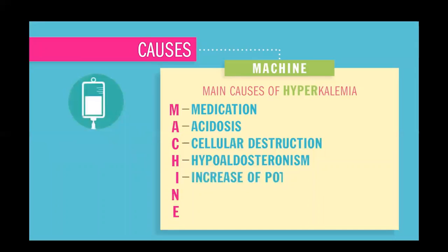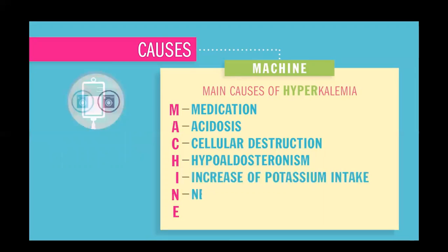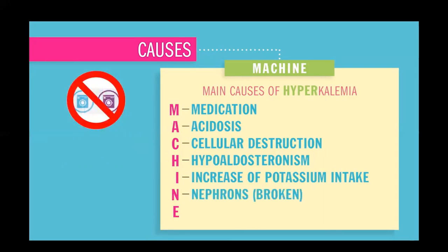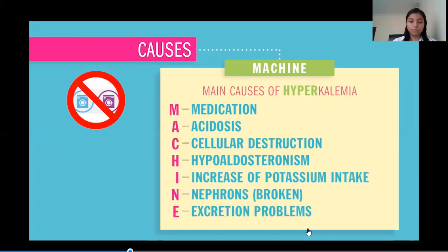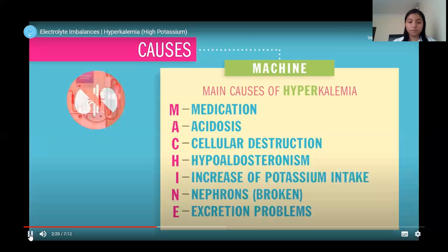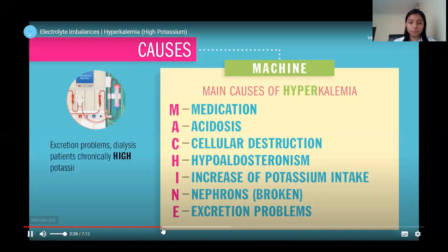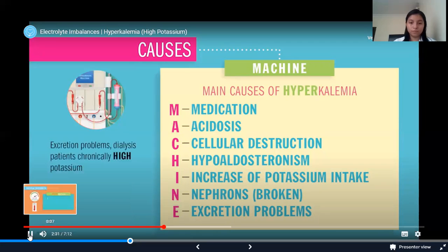Increase of potassium intake, usually from IV solutions or medications, not really caused by diet unless the patient is renally impaired. Brings up our next point, nephrons that are broken, kidney failure patients, also called renally impaired or those on dialysis. Their kidney washing machines are broken, so they can't wash out or excrete that potassium out of the body. Lastly, excretion problems, as mentioned before, mostly dialysis patients. So guys, please remember, renally impaired patients usually have chronic hyperkalemia, or basically high potassium in the body.